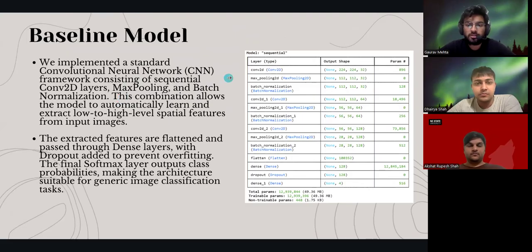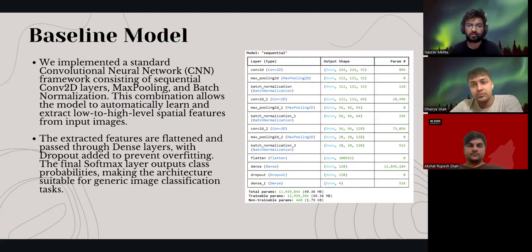As you can see in the diagram, we have applied a standard convolutional neural network strategy, which consists of a convolutional layer, max pooling layer, and batch normalization. After using these layers, we have extracted the features and transferred them to a flattened layer and passed them through a dense layer with a dropout to prevent overfitting of the model.